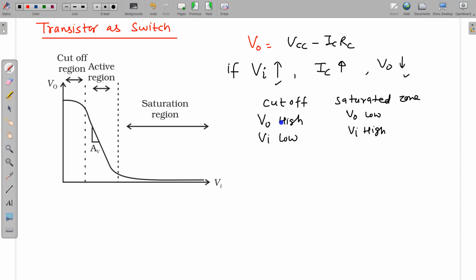In digital electronics, there are only two types of signal, high and low. High means maybe 5 volt, 6 volt, 7 volt, etc. Low means maybe 0, 1, low voltage, etc. So switching the circuit between high and low is possible when we operate the transistor in cutoff and saturated zones. So here it is, transistor as a switch.